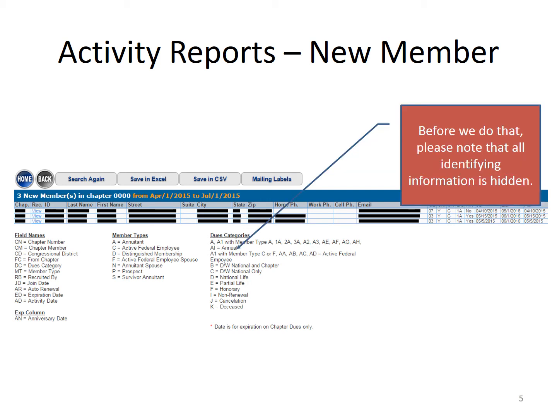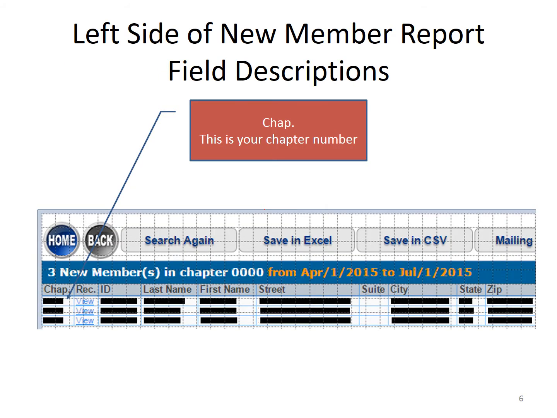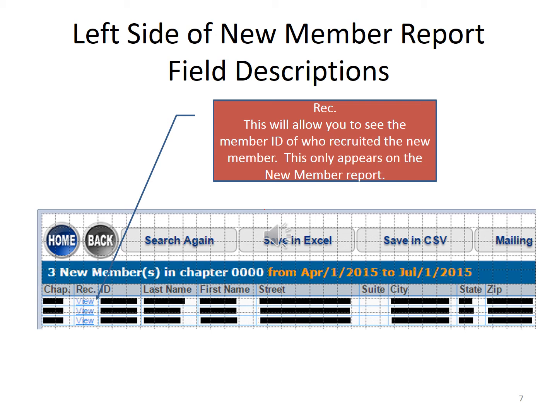As with any presentation, we must hide the information that can be used to identify individuals. When you see black lines, the data has been covered. The chapter number is repeated for each member. Please remember that most reports use the same software for both chapter and federation reports, so you occasionally see an extra column. The REC, or recruited by field, shows the member who recruited the new person, assuming you click on the link. This is unique to the new membership report.